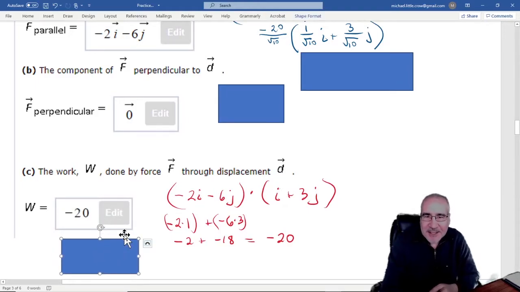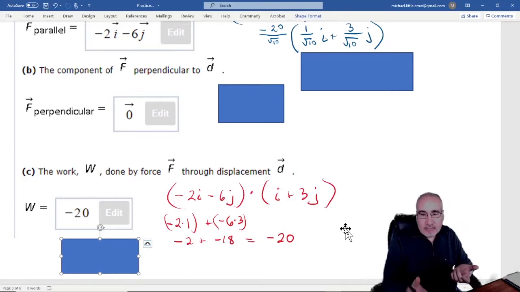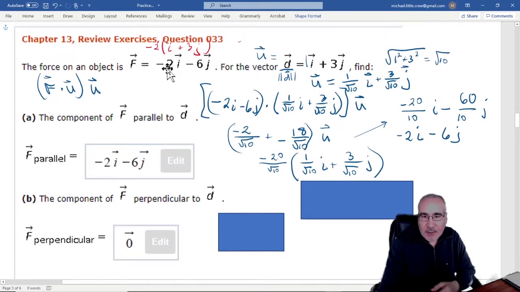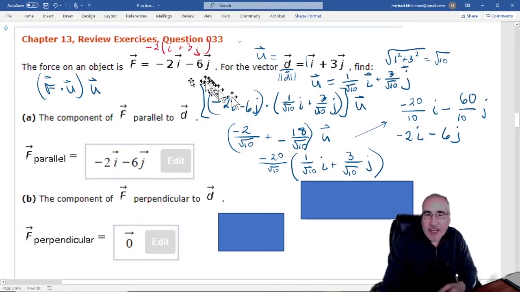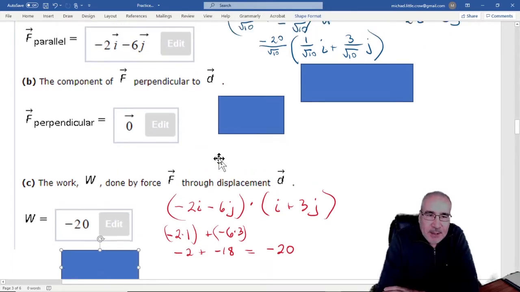Wow, we got it. Okay, and again, that work can be negative. It's working in the opposite direction. Okay, so that's negative work. If it was going in the same direction, then we could have the positive work. So had it been 2i plus 6j, we would end up with positive values there. All right.